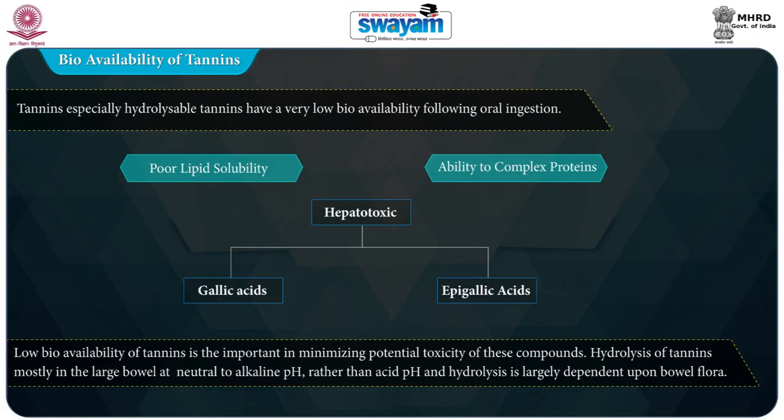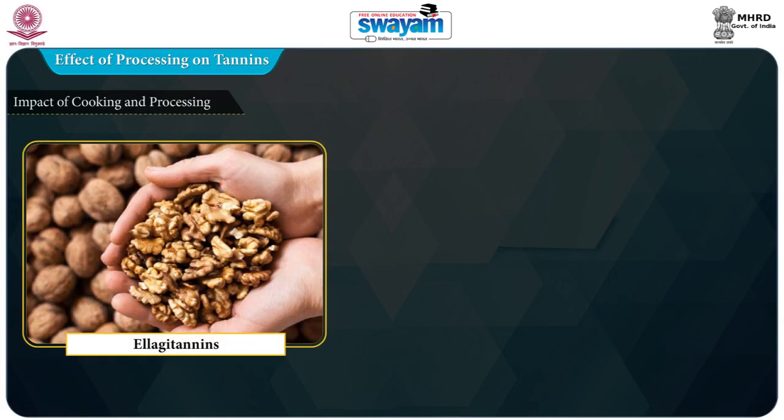Hydrolysis of tannins occurs mostly in the large bowel at neutral to alkaline pH rather than acidic pH, and hydrolysis is largely dependent upon the bowel flora. Let us now see the effect of processing on the tannins.